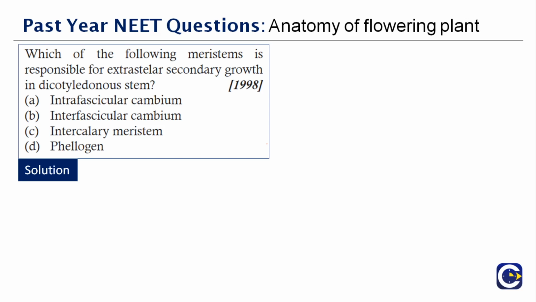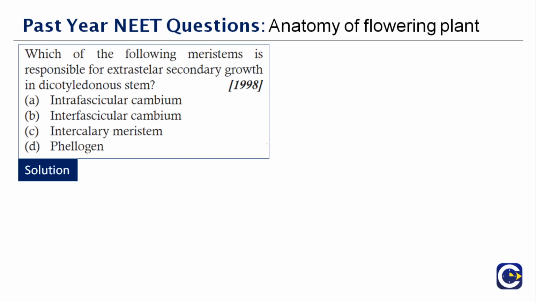Now the right answer is phellogen. Okay, what do you mean by phellogen? We already discussed it in the earlier parts. If you remember, it will be easy for you to answer now. See, phellogen is actually a cork cambium.